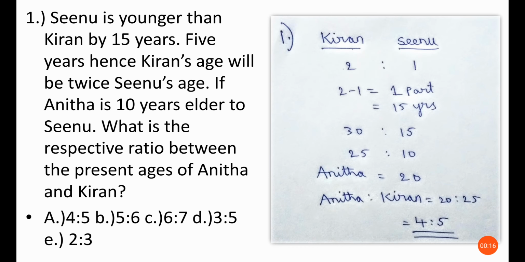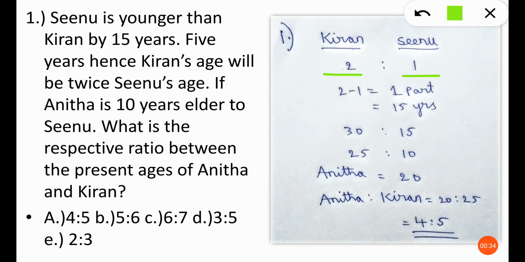The first problem is Seenu is younger than Kiran by 15 years. 5 years hence, Kiran's age will be twice of Seenu's age. If Anita is 10 years older to Seenu, what is the respective ratio between the present ages of Anita and Kiran? It is clearly given that Kiran is twice that of Seenu.